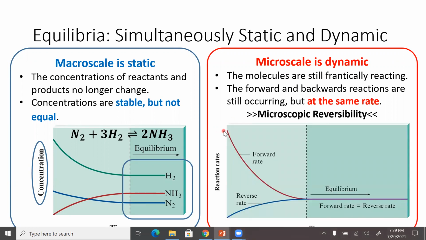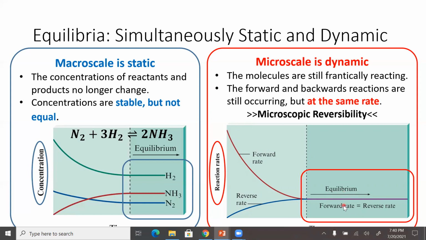But here's our rates, a little bit of a different graph. At the beginning, the rate of the forward reaction goes down because we're consuming reactant. The rate of the reverse reaction is going up because we're producing product. And when the rate of the forward reaction equals the rate of the reverse reaction, we're at equilibrium.